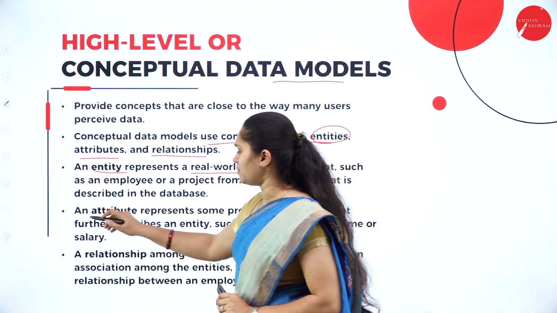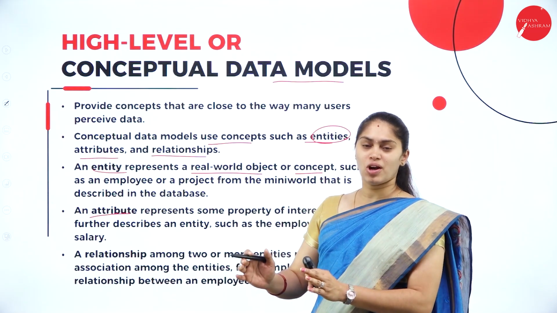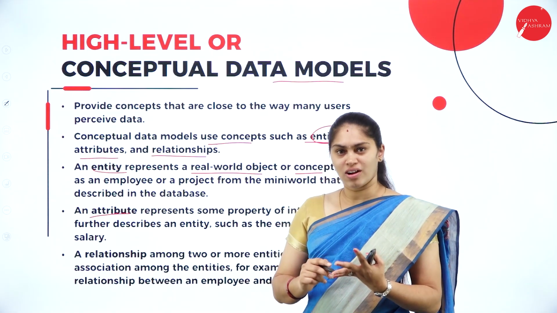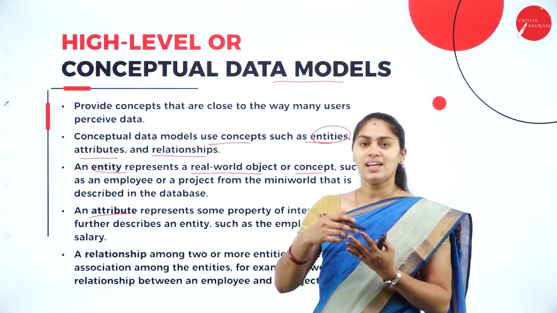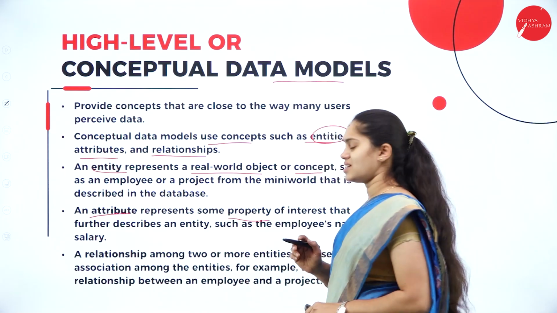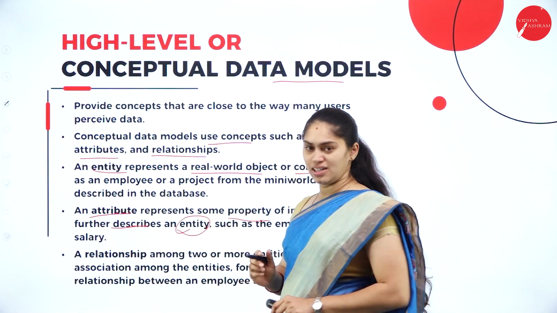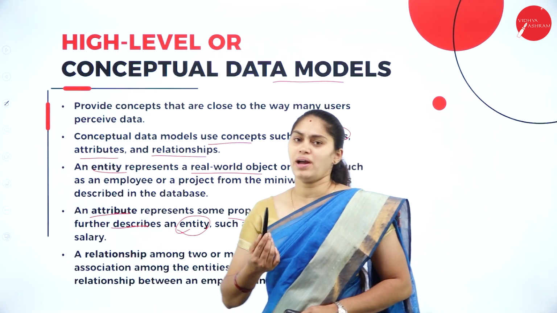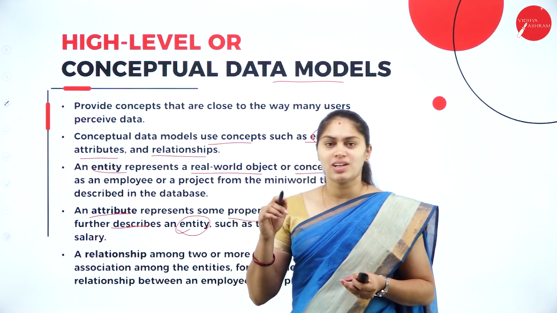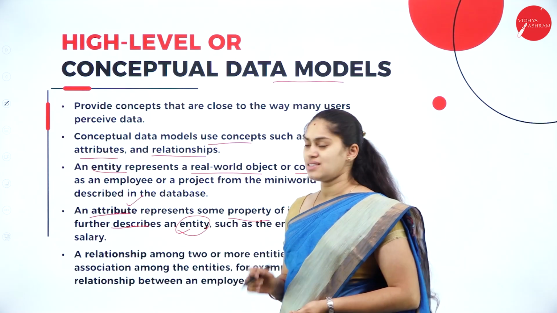Then what about attributes? Attributes specify the features. If I want to say someone is an employee, how can I get to know? They must have an employee ID, an employee name, they should draw a salary. Those features we call attributes. An attribute represents the properties of interest that further describe an entity. If I want to call this a digital pen, then it must have certain features. It must have a color, it should be used for writing, it should have an ability to sense. That is what we call an attribute.